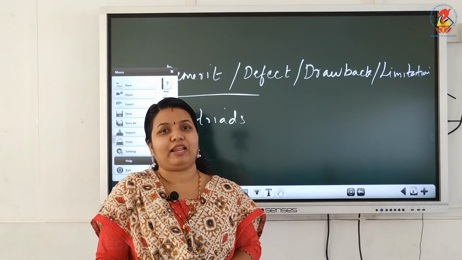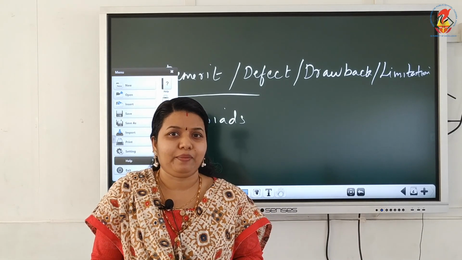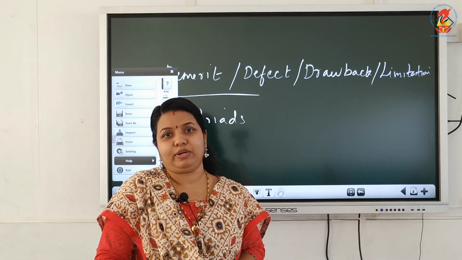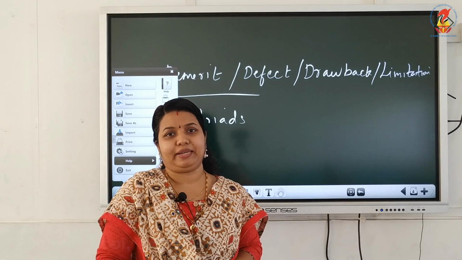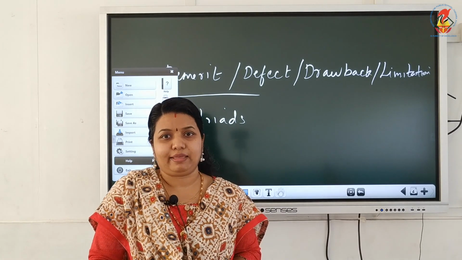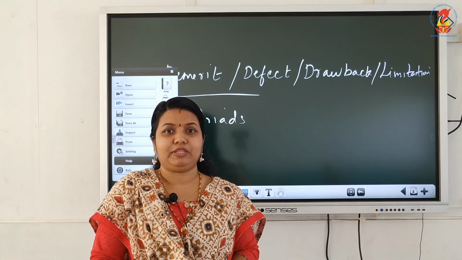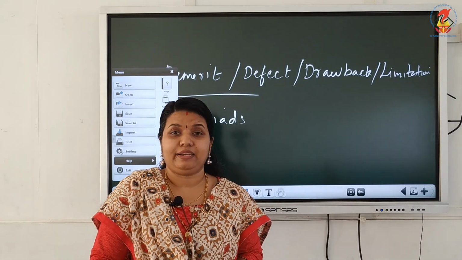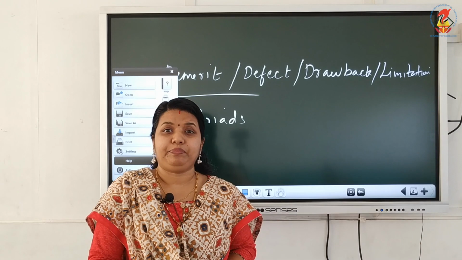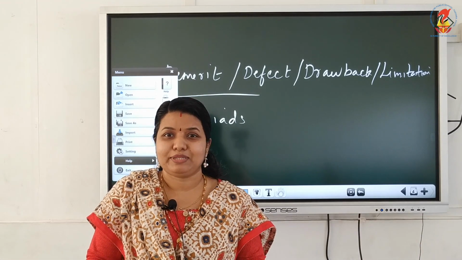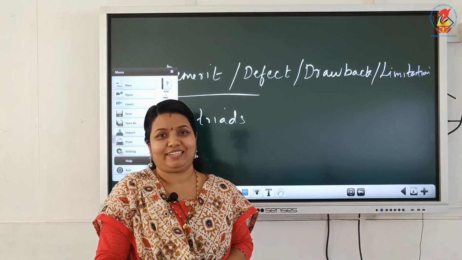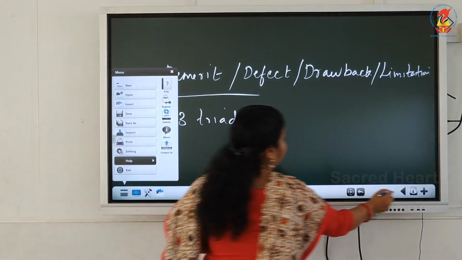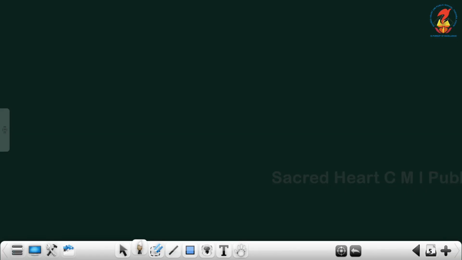So this system of classification was not found to be useful because most of the elements were not classified. Only 9 elements, 3 triads were identified. He didn't say anything about the other elements. Out of the 30 elements known at that time, he could identify only 3 triads. That was the demerit, defect, drawback or limitation of Dobereiner's triads. So this system was rejected and we move on to the next one.